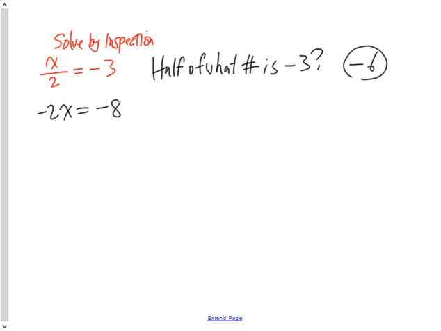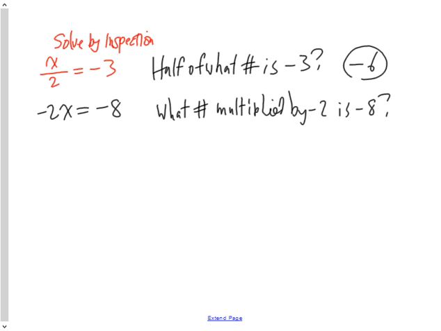And the second part, what number multiplied by negative 2 is negative 8? What number multiplied by negative 2 is negative 8? The answer is positive 4. Negative 2 times positive 4 is negative 8.